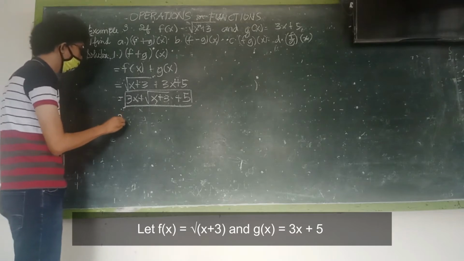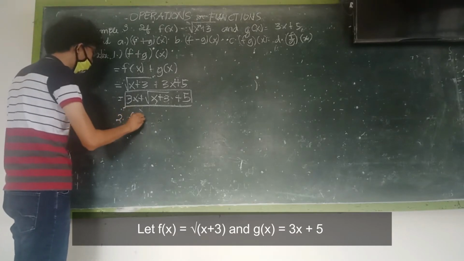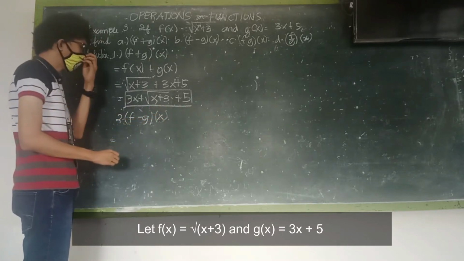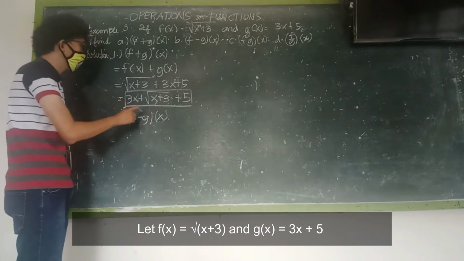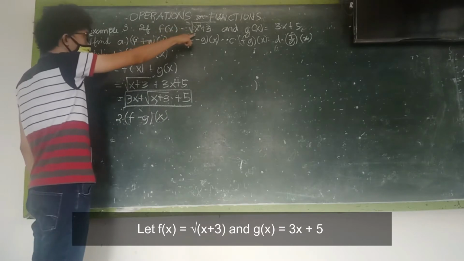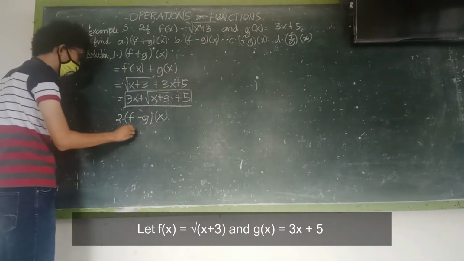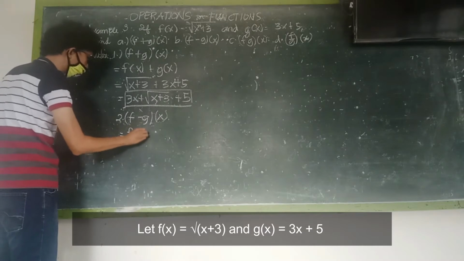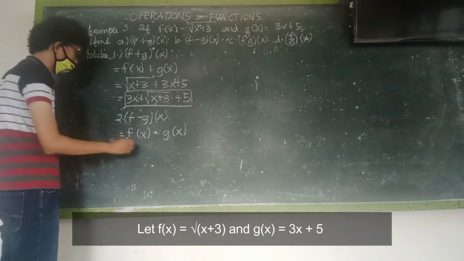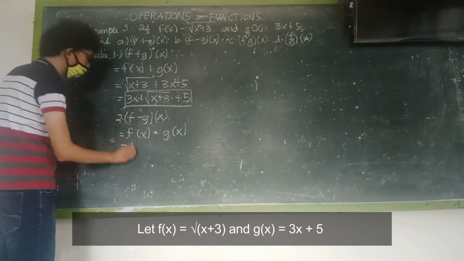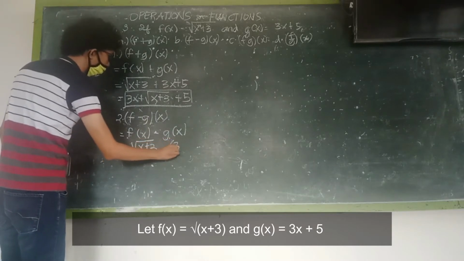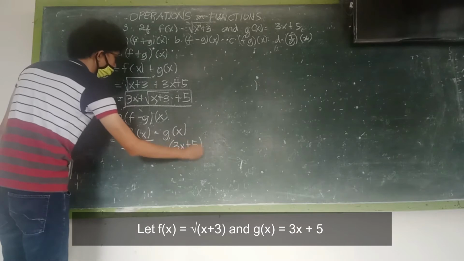How about number 2? We have f minus g of x. Now, ang gagawin natin, we will subtract this function. Isasubtract natin ang square root of x plus 3 at saka 3x plus 5. So magiging f of x minus g of x. So magiging square root of x plus 3 minus 3x plus 5.